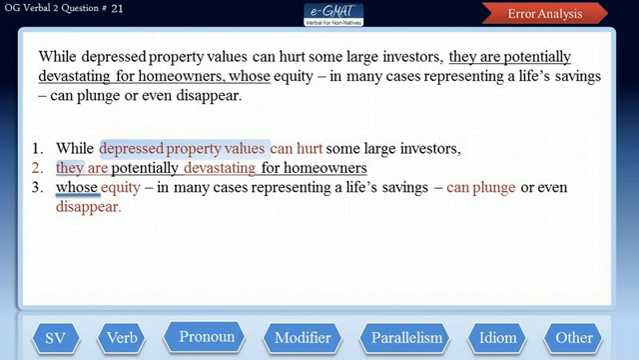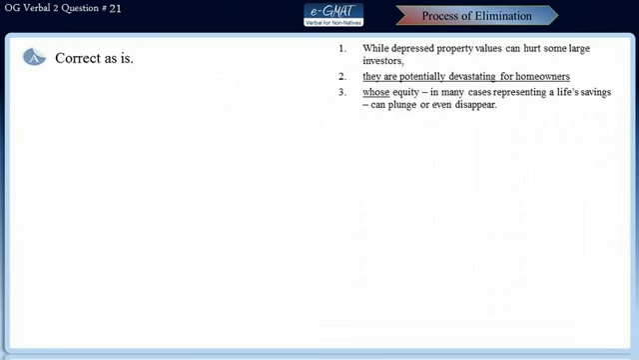Also, relative pronoun whose clearly refers to homeowners. So we do not have any modifier error here as well. There is no parallelism here, no idioms, and the way the sentence has been written, it correctly communicates the meaning of the sentence. So the sentence is correct as is. So choice A is the correct answer, but we'll still review the other answer choices.